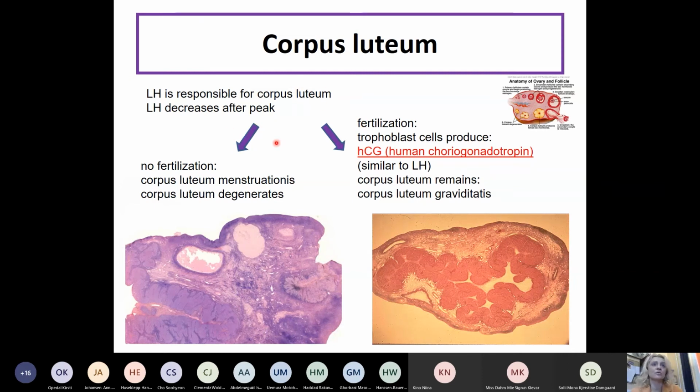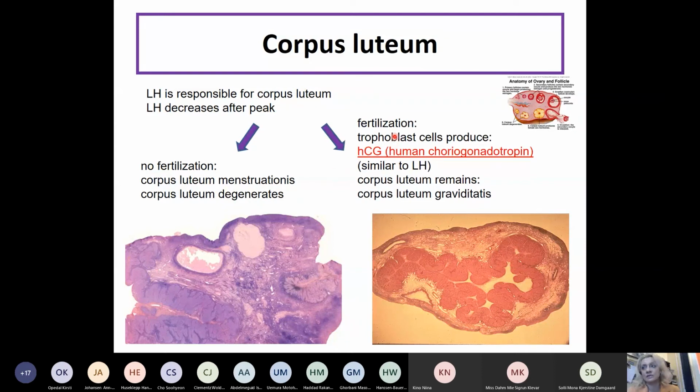And the fate of the corpus luteum can be two different things: when there is fertilization and when there is no fertilization. LH is responsible for the development of the corpus luteum, which you remember has a peak, then decreases immediately. So if there is no LH, then the corpus luteum will not be able to survive. So in a normal 28-day cycle, LH is not enough after this peak to maintain the corpus luteum, so the corpus luteum will degenerate.